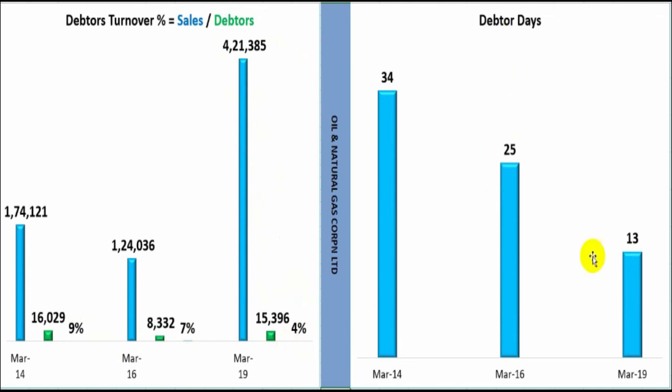Debtor days on the right hand side indicates within how many days the company is collecting payment from these customers or these debtors. And we see that from 14 to 16 to 19, the number of days it is taking to collect from customers is decreasing, which is very good considering that in March 19 it took only 13 days to collect payment from the customers. So the company is collecting money very quickly from its customers.